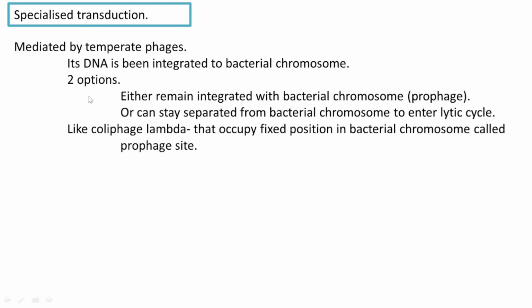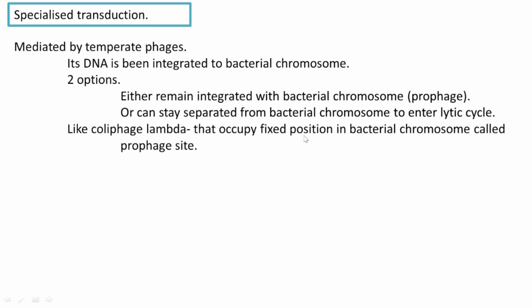It has two options. First option, it can remain integrated with the bacterial chromosome, and that stage is called the prophage, or it can stay separated from the bacterial chromosome to enter the lytic cycle. Two options are there for these temperate phages. Like coliphage lambda. What is coliphage lambda? Coliphage lambda is a bacteriophage that infects Escherichia coli. What is its feature? It occupies a fixed position in the bacterial chromosome.